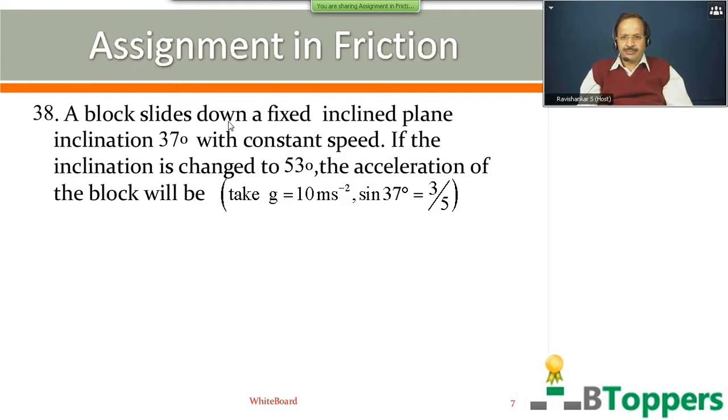A block slides down a fixed inclined plane of inclination 37 degrees with constant speed. If the inclination is changed to 53 degrees, the acceleration of the block will be... You have to take g equal to 10 meter per second square and sin 37 degrees equal to 3 by 5. Come on, try the question.